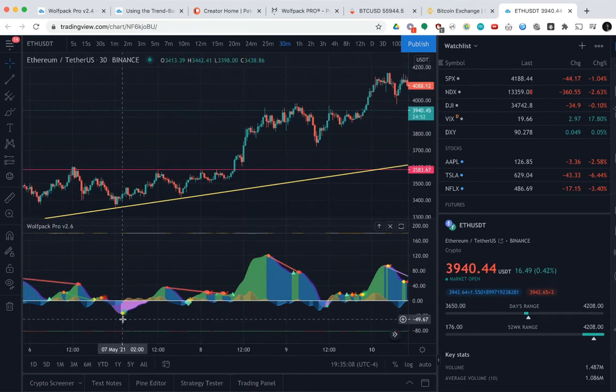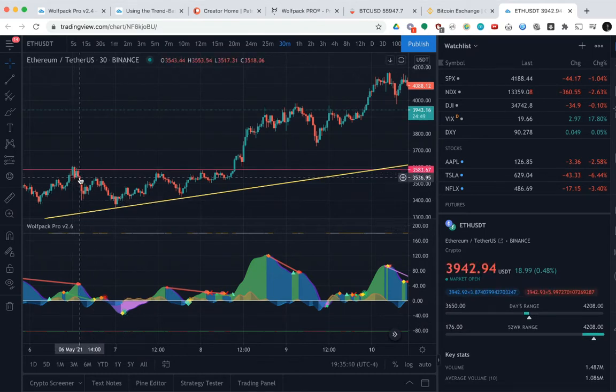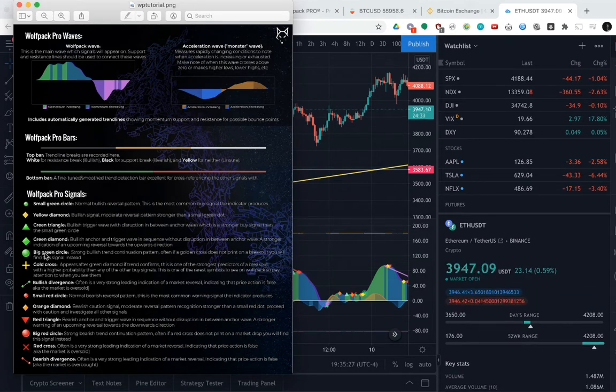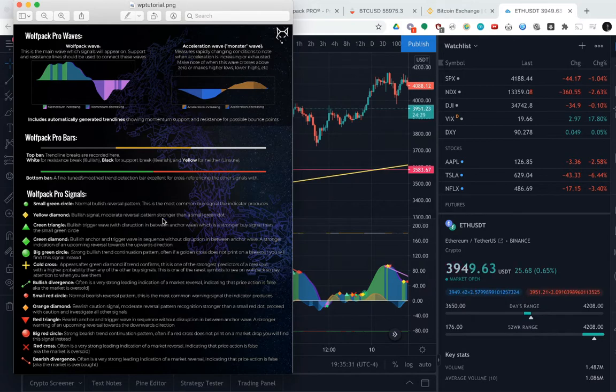So right down here, there's a pullback, and we got this symbol, and right after that we got the big green circle. So we can go to our little key here, and it's a bullish signal. It's a moderate trend reversal pattern, and then right after that we had the big green circle, which is a bullish trend continuation pattern. Now the reverse also is true with the orange diamond, so it's a bearish signal.